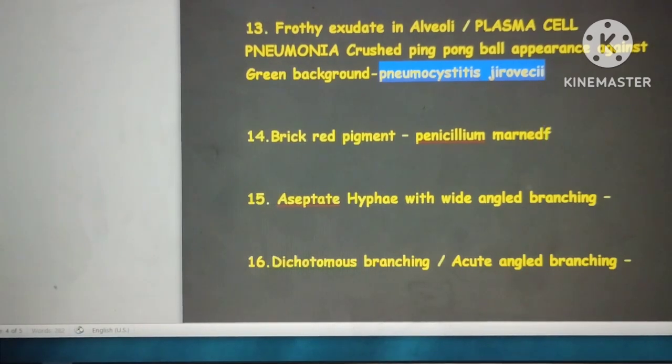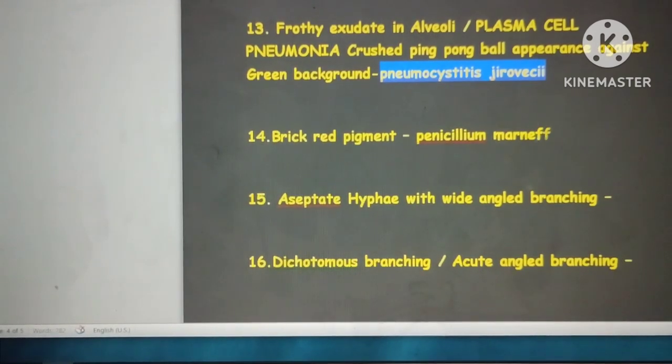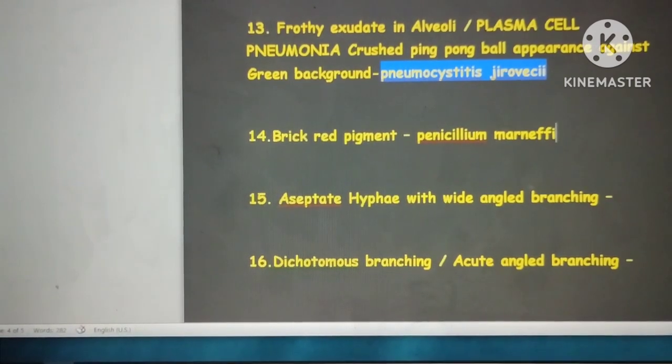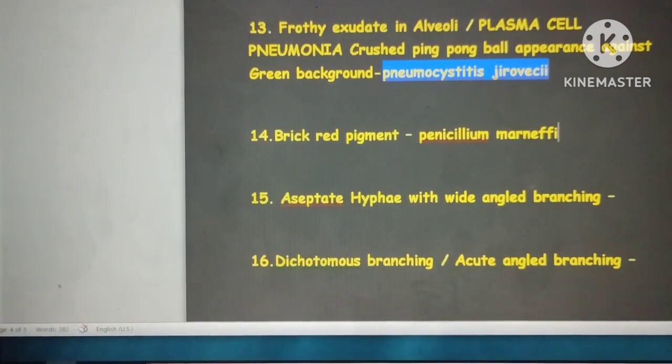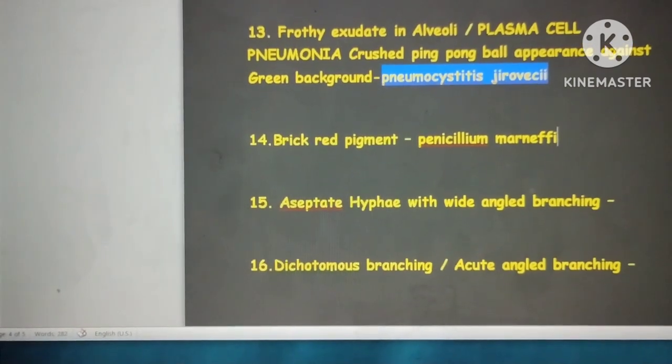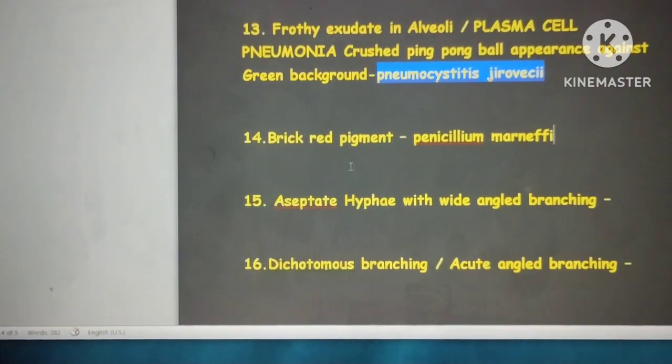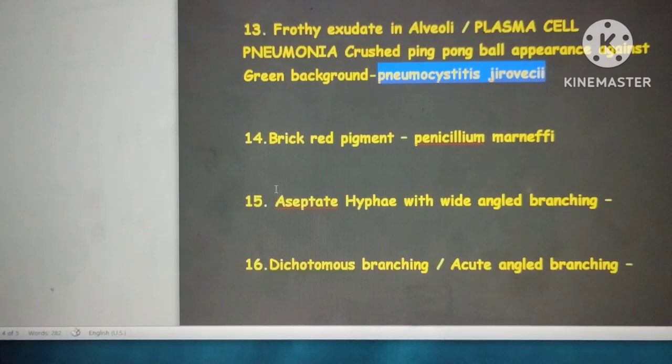Again, I want to say another point: for Pneumocystis jirovecii, what is the drug of choice for treatment? It is cotrimoxazole. So you know, right? Here for Penicillium marneffei, they have given the clue, the pigment. It will be produced on SDA agar.